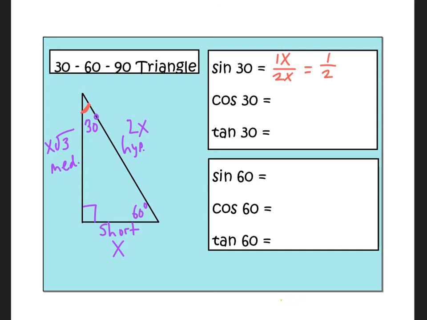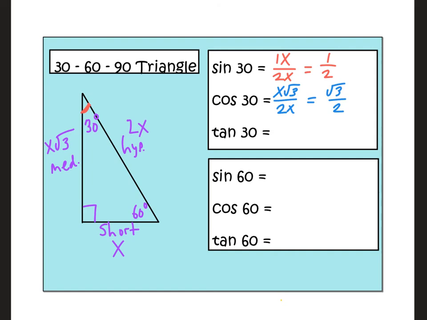Okay, the cosine for 30 degrees. Again, going back to the 30-degree angle, the adjacent side is x root 3. The hypotenuse, of course, is always 2x. Reducing, similarly, the x's cancel out. We get the square root of 3 over 2. Okay, root 3 over 2.